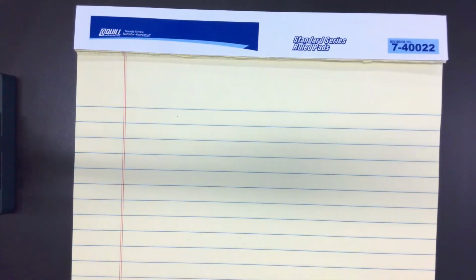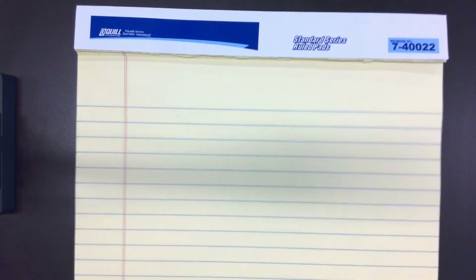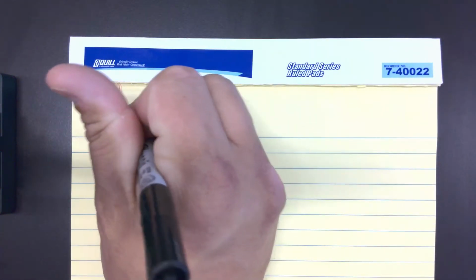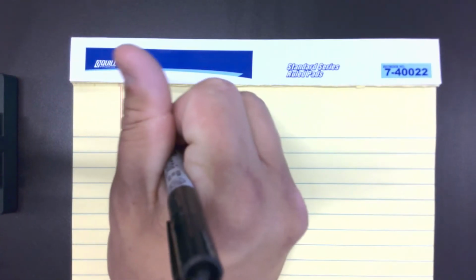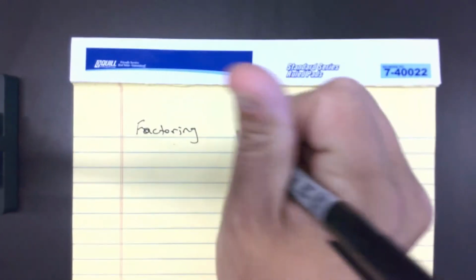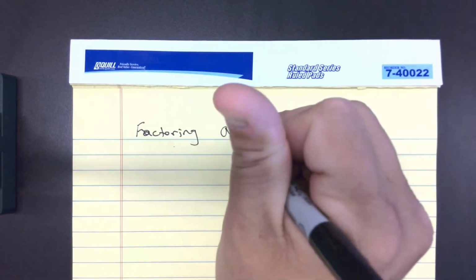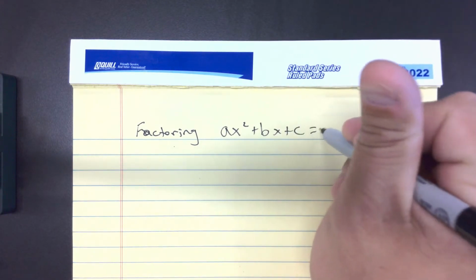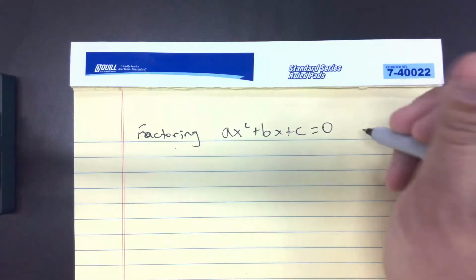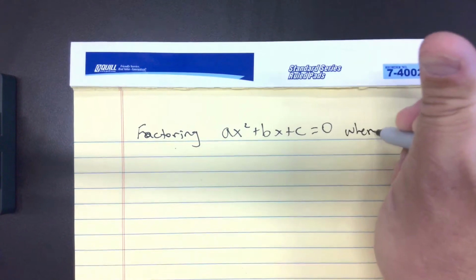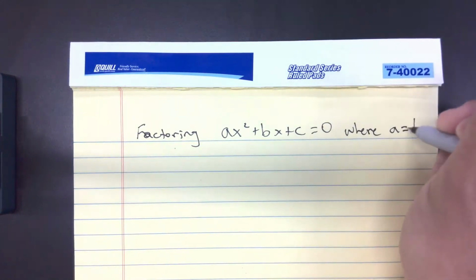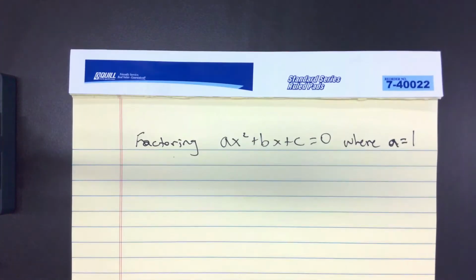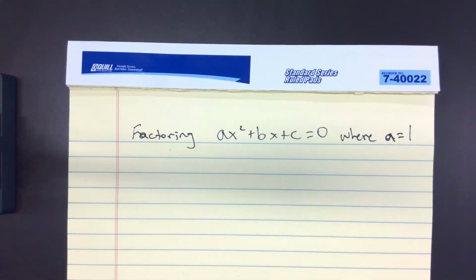Today we're going to be, title it, Factoring ax squared plus bx plus c equals 0, where a equals 1. So this is titled Factoring ax squared plus bx plus c, where a equals 1.